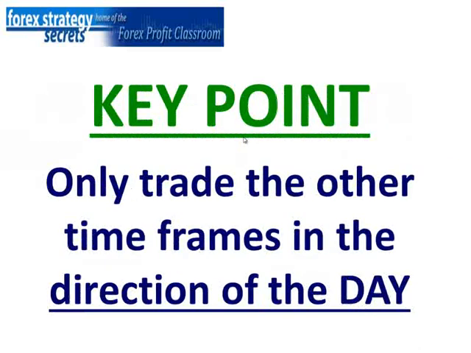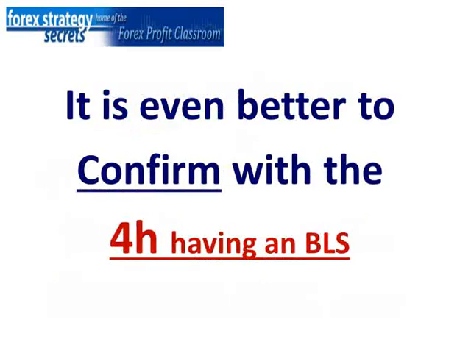Here's a key point. Only trade the other time frames in the direction of the day. I've repeated this a whole bunch of times, letting you know that if you're trading the 30, 15, and 5 minute time frames, our suggestion is to find out which direction the day is going and only take those smaller time frames in that direction. That'll increase your probability of having high-probability trades. It's even better to confirm with the 4-hour having a blue light special. So the day has an early bird, the 4-hour has a blue light special.